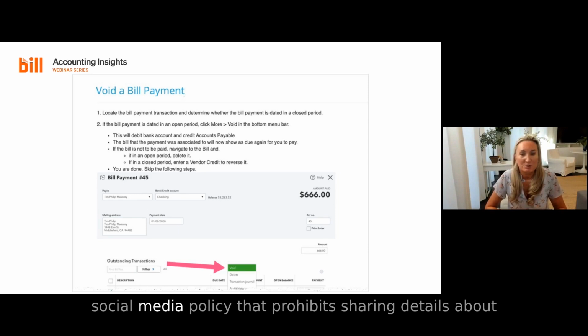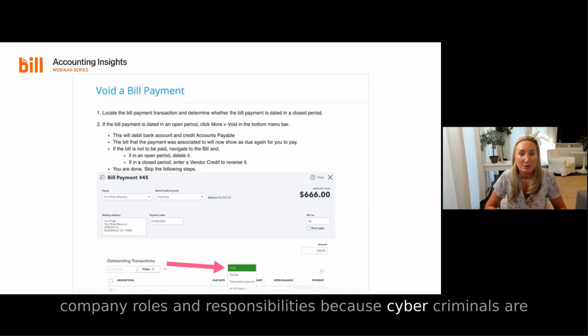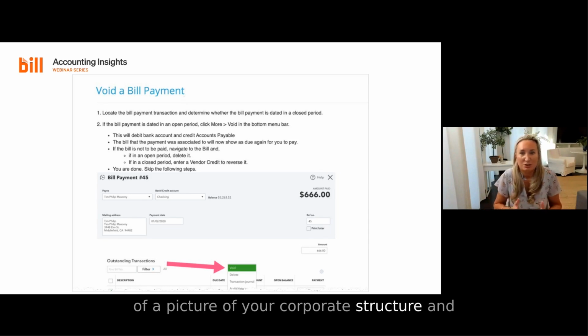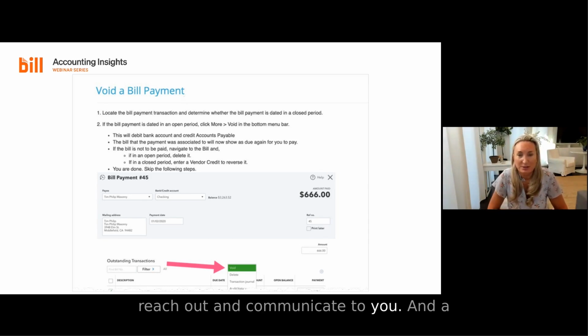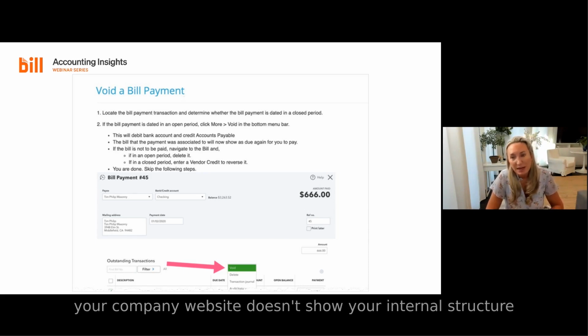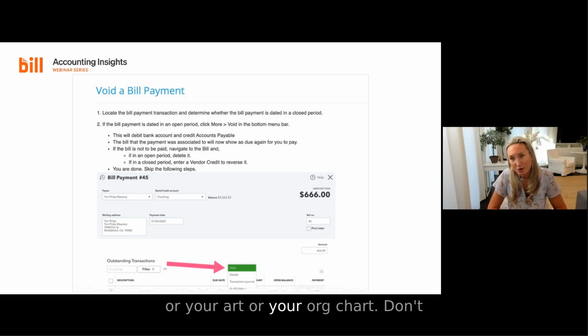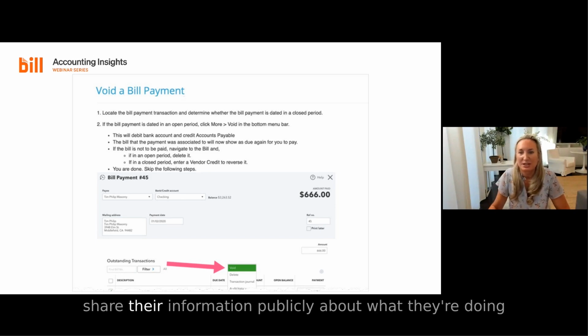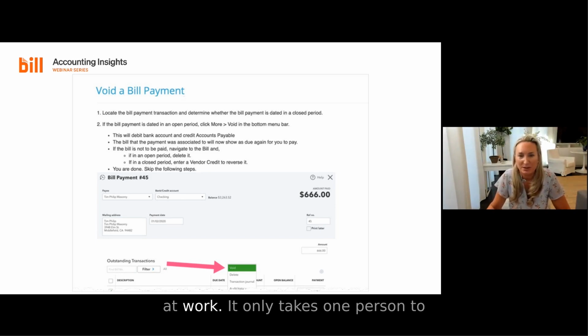Some companies enforce a social media policy that prohibits sharing details about company roles and responsibilities, because cyber criminals are out there looking, and they can develop sort of a picture of your corporate structure and reach out and communicate to you. A lot of them seem to be able to figure out your address and emails, and then they can target your employees. So make sure your company website doesn't show your internal structure or your org chart. Don't publicize your procedures. Train your employees not to share their information publicly about what they're doing at work. It only takes one person to allow or stop fraud.